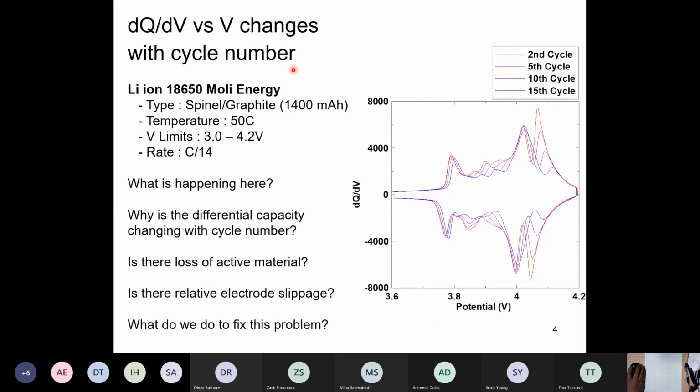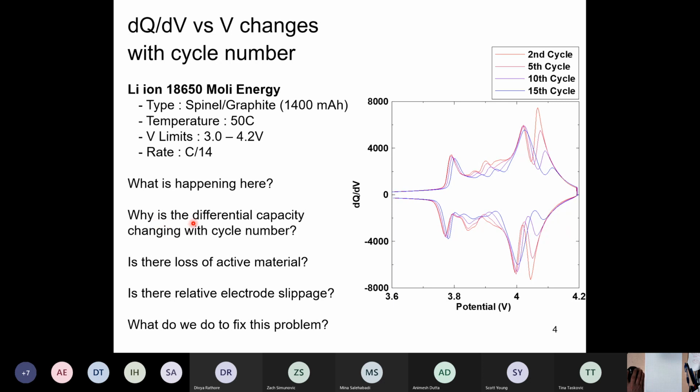So here's a really nice example. These are some data that we collected long ago on lithium manganese oxide spinel graphite 18650 cells. These were power cells, very low capacity but high power. And we ran them at 50 degrees C at a C rate of only C over 14. And if you look at the differential capacity of these cells versus voltage, just over 2, 5, 10, 15 cycles, it changes dramatically.